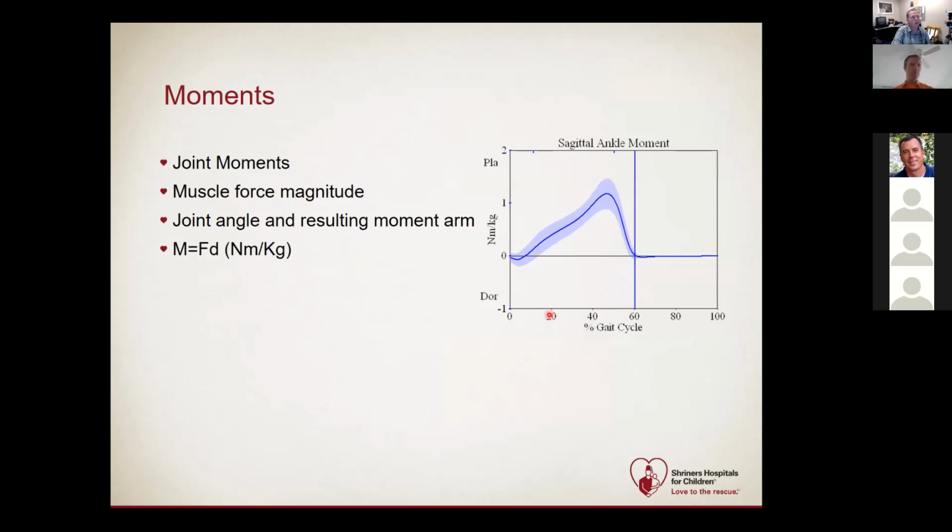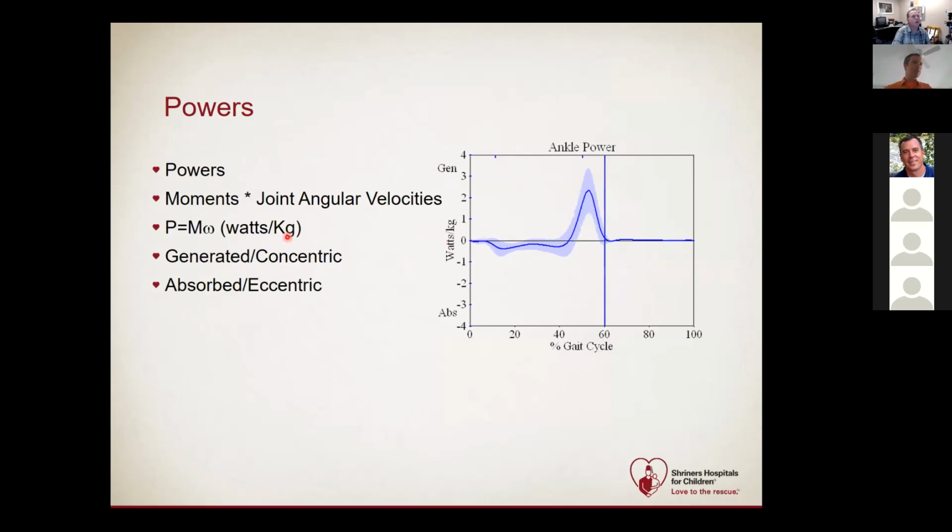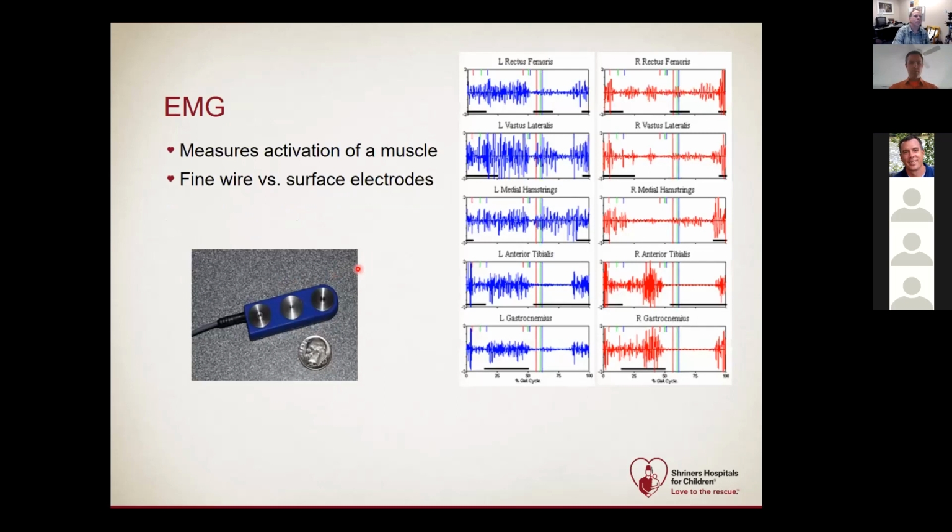Joint moments are a product of the muscle force that's being applied across the joint and how far away from the joint center that muscle force is. So you can see here for the ankle, we start out with initial contact, and then it just grows steadily with stance. Joint powers are a product of that joint moment times the angular velocity. We talk about those as power being generated, concentric muscle firing, versus power that's absorbed in eccentric muscle firing.